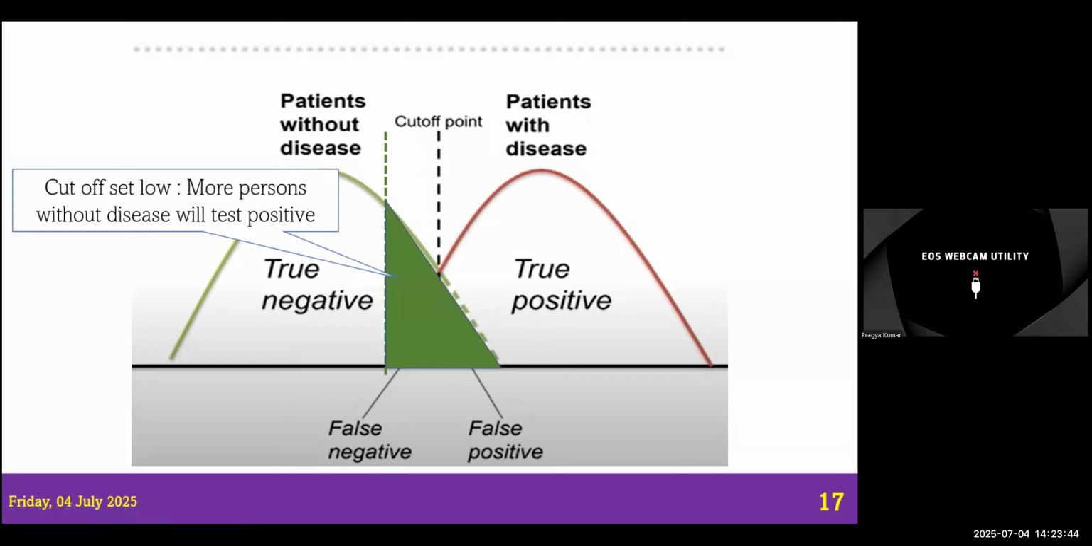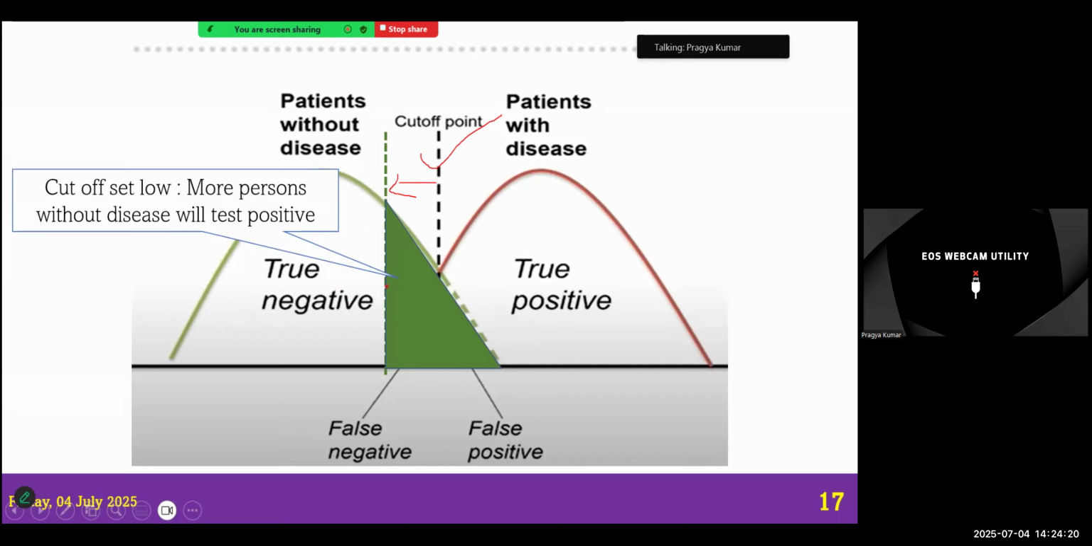And again, what will happen to the cutoff? The cutoff point is 22 for this example. But if I decrease the cutoff, what will happen? Your sensitivity will increase. Why? Because you have decreased the cutoff, so even a normal person with a low value will be labeled as diseased. But actually, he will not have the disease. So there will be more people who are false positive.